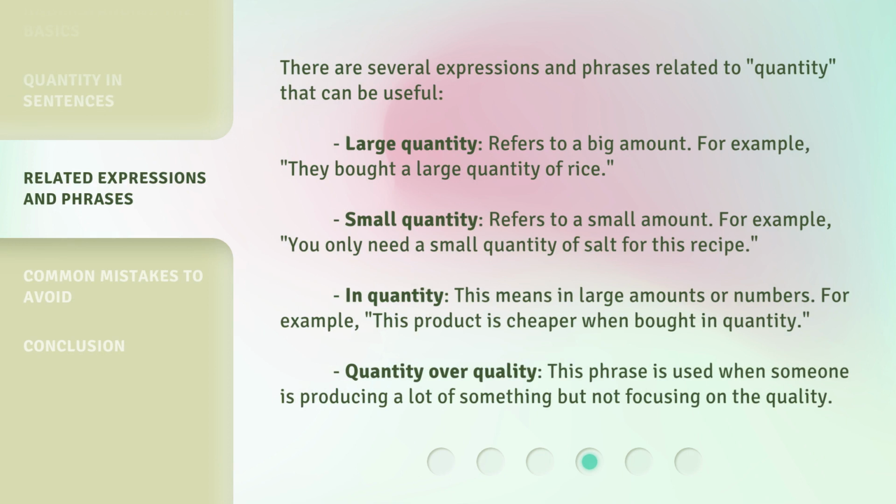There are several expressions and phrases related to quantity that can be useful. Large quantity refers to a big amount. For example, they bought a large quantity of rice. Small quantity refers to a small amount. For example, you only need a small quantity of salt for this recipe.